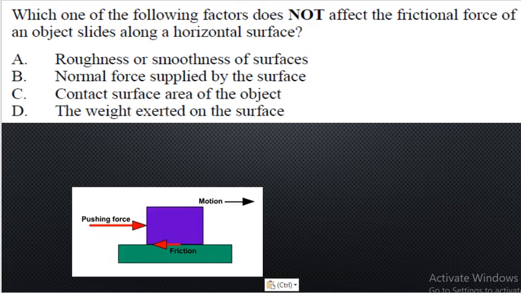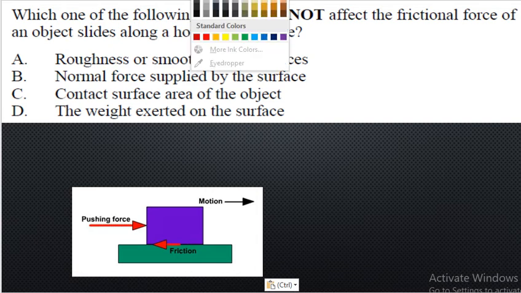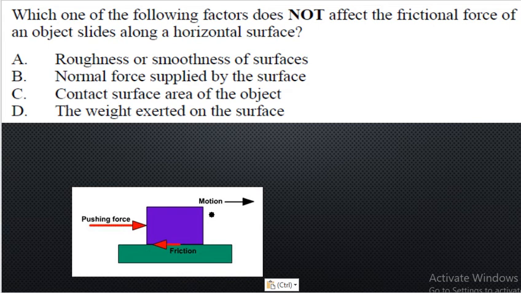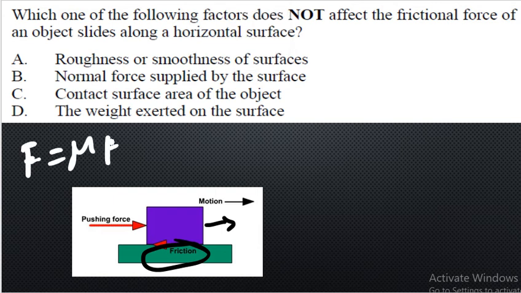If we have an object on a horizontal surface, there are 2 forces here. One is the applied force. It might be pull or push. If the object is moving to the right direction, there will be a pushing force here. It might be pulling, it doesn't matter, but there will be an opposite force, which is frictional force. Normally, the formula for frictional force is mu times normal force. Mu means coefficient of friction.